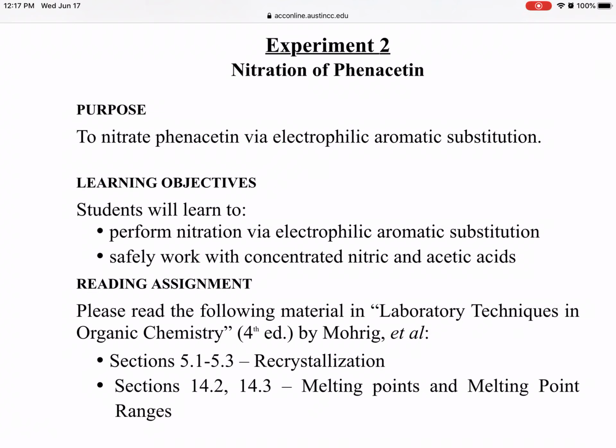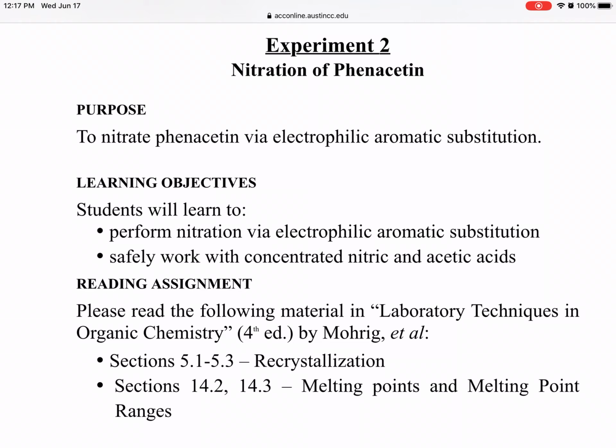Hi everyone, here we are for our experiment 2, which is nitration of phenacetin. You guys have come across phenacetin if you had taken organic chemistry 1 at ACC. Remember we isolated phenacetin from, I think, experiment 2 or 3, where we had 3 ingredients: phenacetin, acetanilide and aspirin, and then we isolated phenacetin and did recrystallization and all that. So we are going to do a nitration on phenacetin.